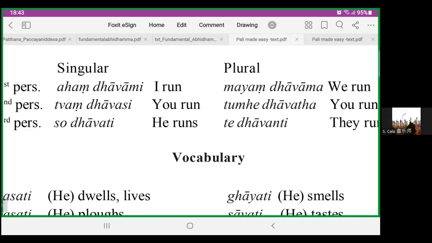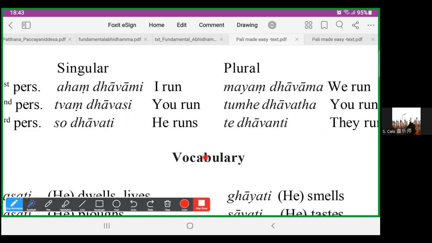Okay, because the DHAV is a long A, Bante, you need to stress on it. Make the sound a little bit heavy. So dawati, te dawanti. Tuam dawasi, tumhe dawata. Make your sound low and heavy. Aham dawami, mayam dawama. Okay, try again. Stress on this A. Dawati, te dawanti, tuam dawasi, tumhe dawata, aham dawami, mayam dawama. Okay, if you stress like this, then people understand this is a long vowel A.